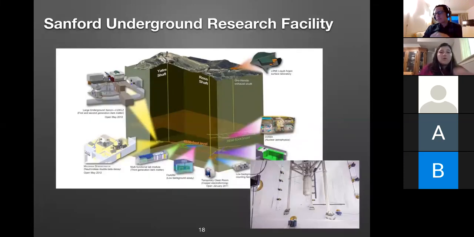This is all located at the Sanford Underground Research Facility in a gold mine that was decommissioned in the state of South Dakota. It's now a full-time science laboratory. It's also where the big neutrino experiment DUNE is going to be built in the next decade.